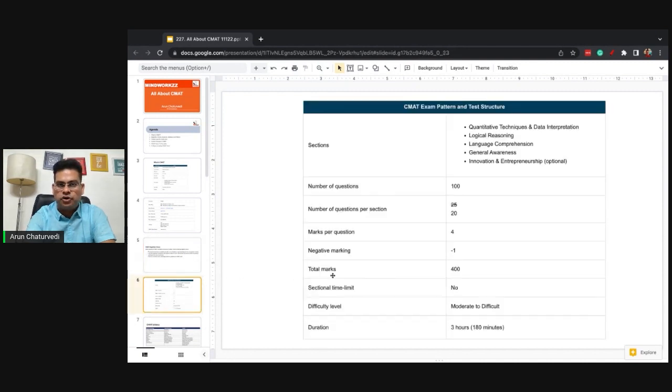The pattern, as I have told you, 20 questions each, plus 4 and minus 1 negative marking. There's no sectional time limit, so you can move across sections. The difficulty level is moderate, 3 hours paper. You can choose the sections.